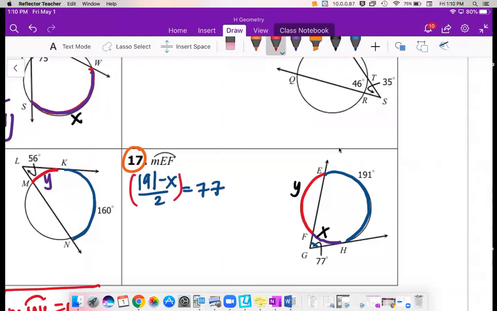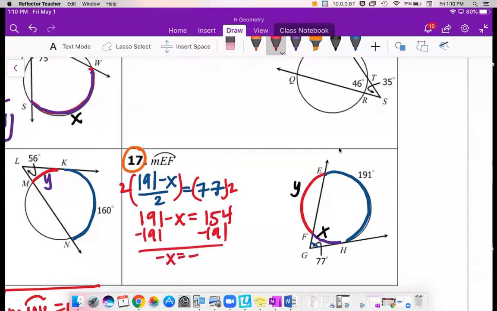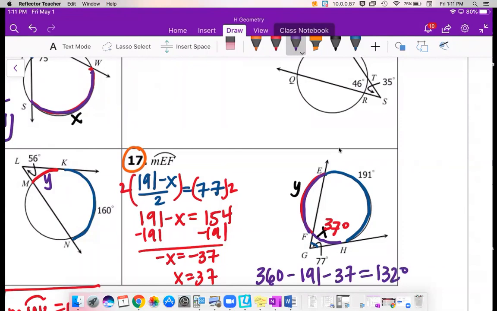So multiply both sides by 2. So we'll get 191 minus X is equal to 154. Subtract 191. So we'll get negative X equals negative 37. So then X is 37. And then that means this arc is 37. Now we know that to get this red arc, it's just what gets it to be a full circle. So to get this arc EF, I'm just going to do 360 minus 191 minus 37, and I'll get that that's 132. So the measure of arc EF is 132 degrees.